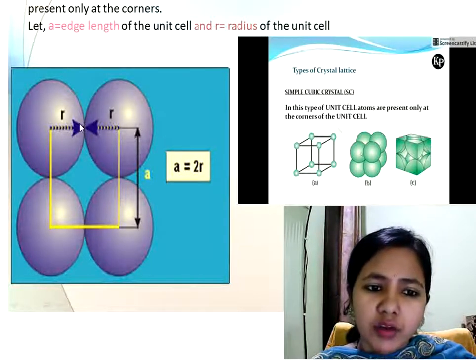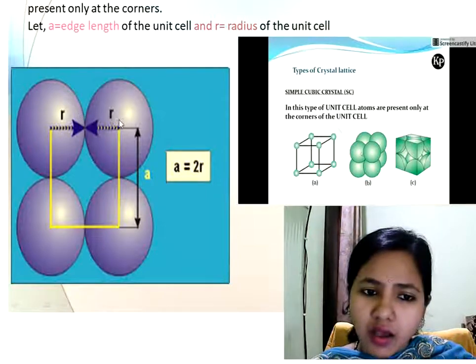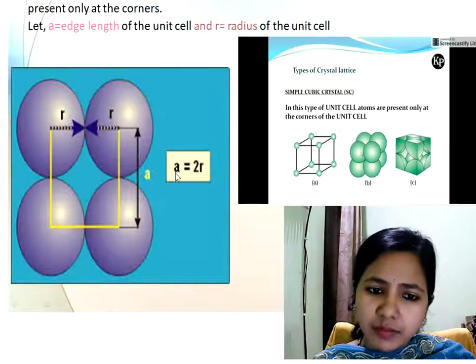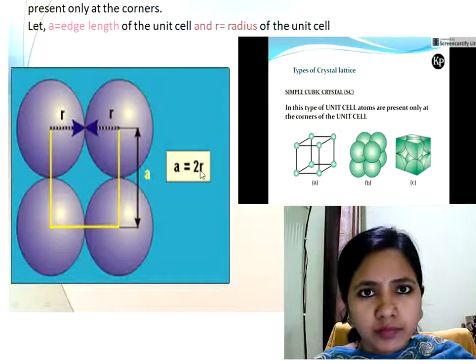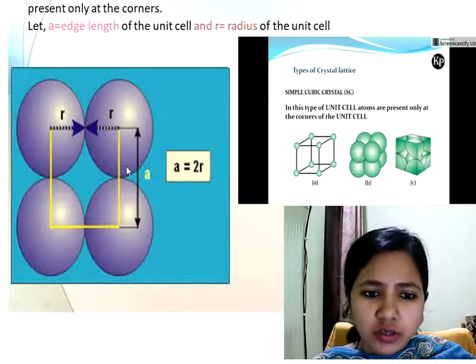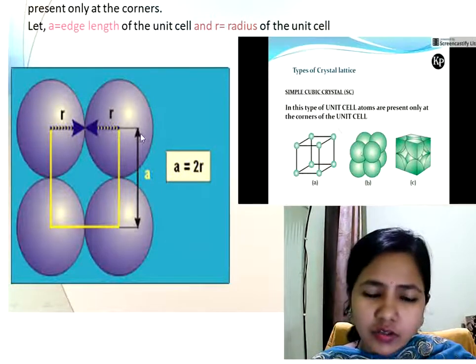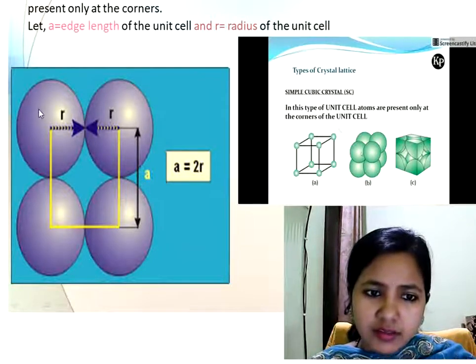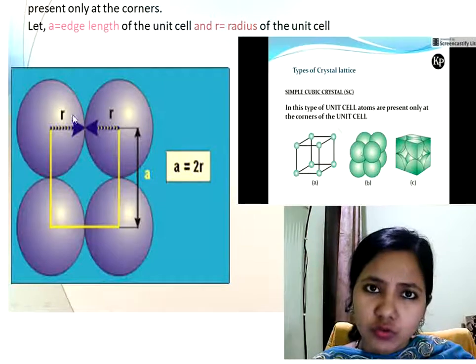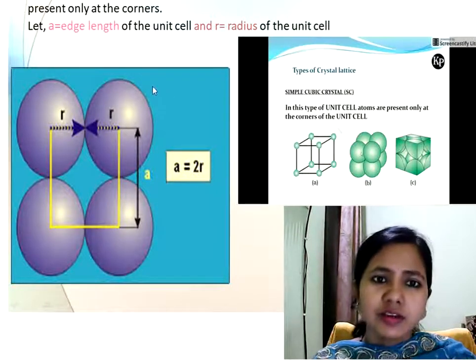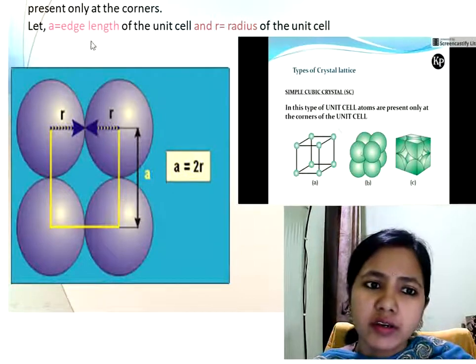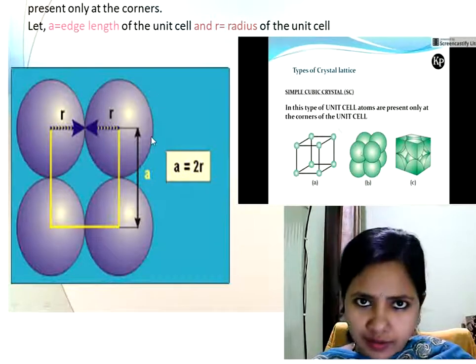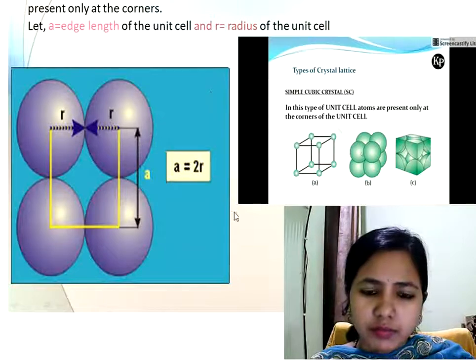So if we find the relation between this r and this edge length, we can simply write that a is equal to 2r. As is clear from this picture, this is a, the edge length of a unit cell, and this is the atomic radius of the 2 spheres. So it is equal to 2r. This is the relation between edge length and atomic radius in the case of a simple cubic unit cell, right? So the first part is over.